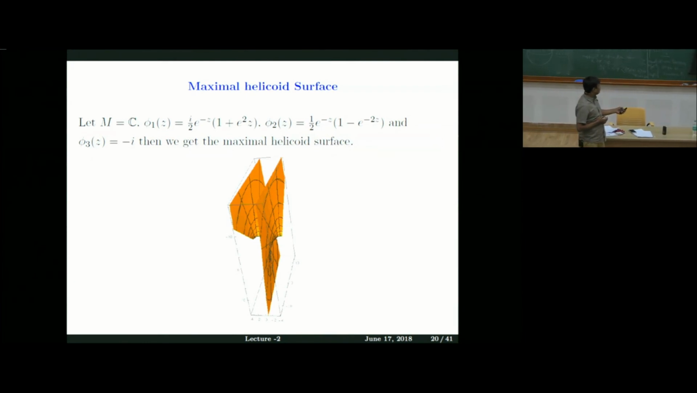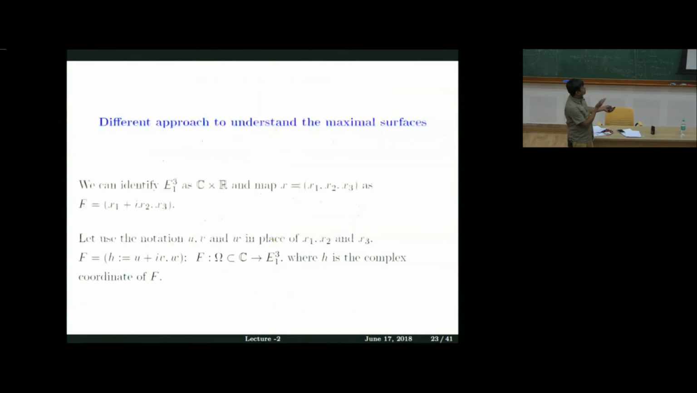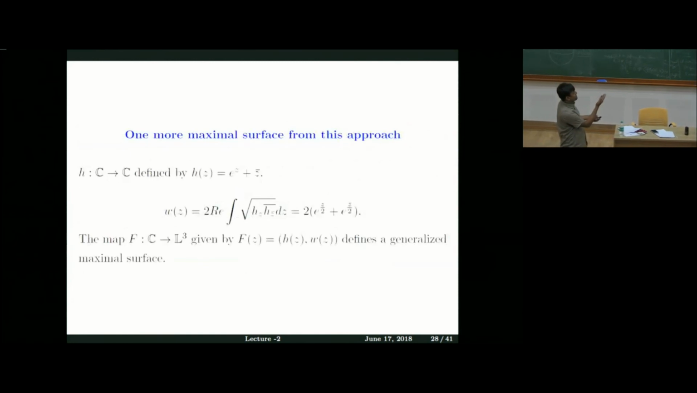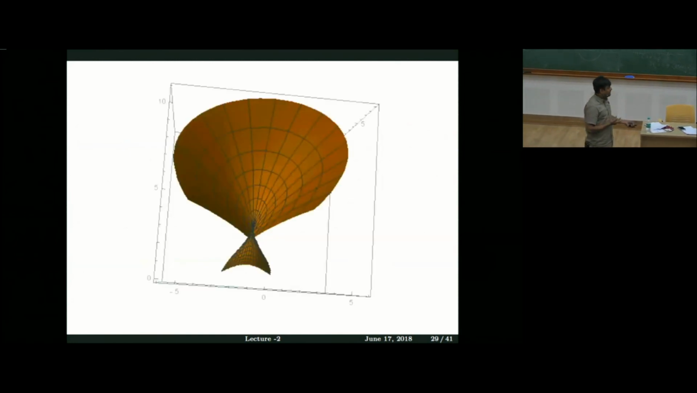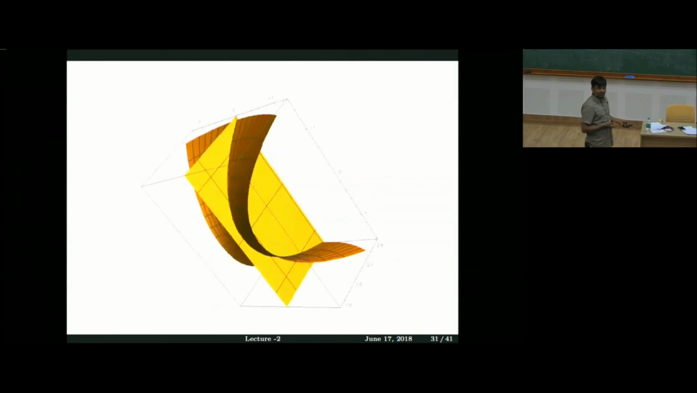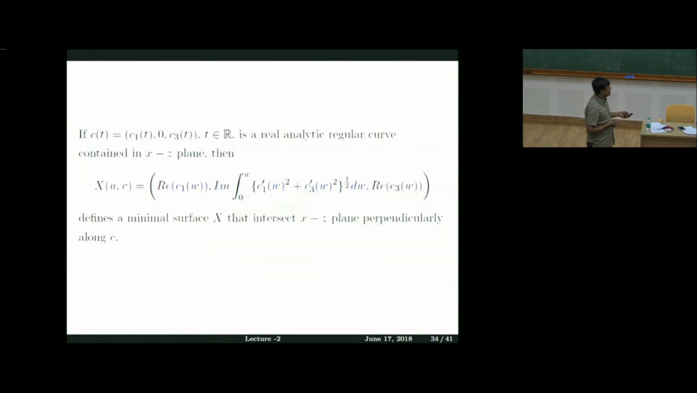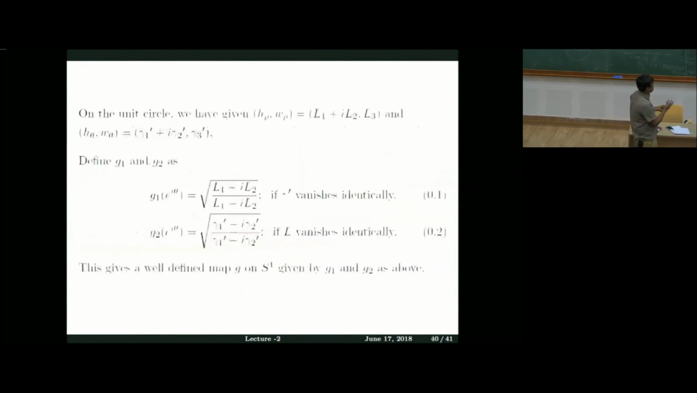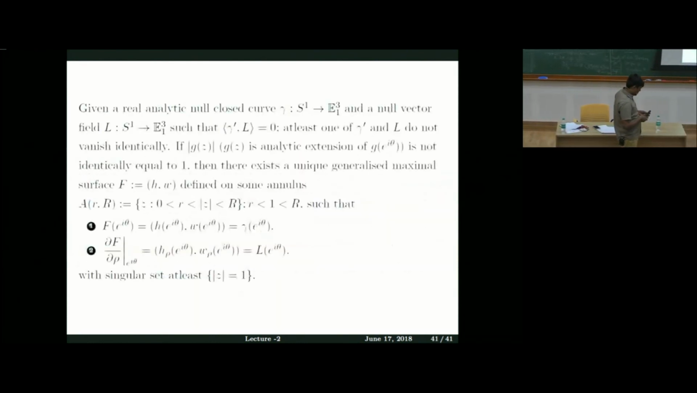Just a quick overview to have an idea: a different approach to understand the maximal surface, and whether we can get one more maximal surface from this approach. And then, given a strip, can you find a maximal surface? Given a curve, can we find a maximal or minimal surface? The Bjorling problem is: given a plane, can you find a minimal surface which intersects that plane orthogonally? The talks will go this way. So I will stop here.